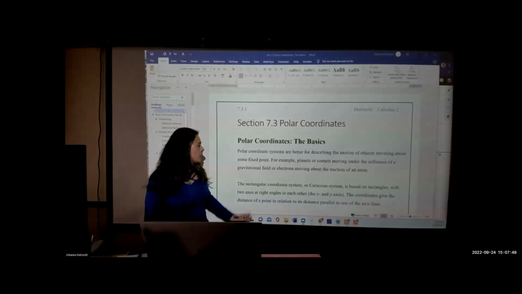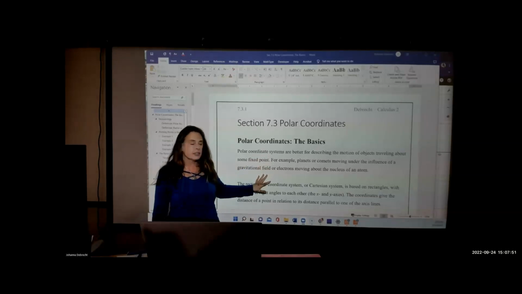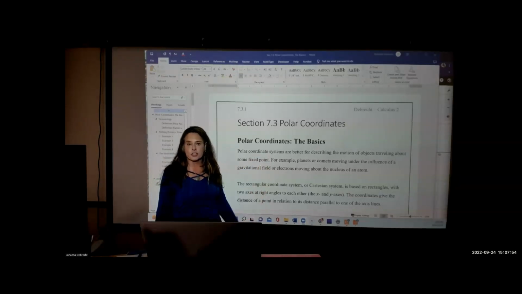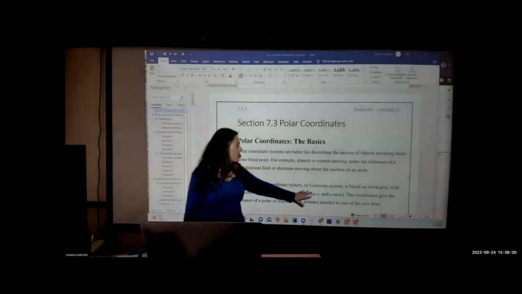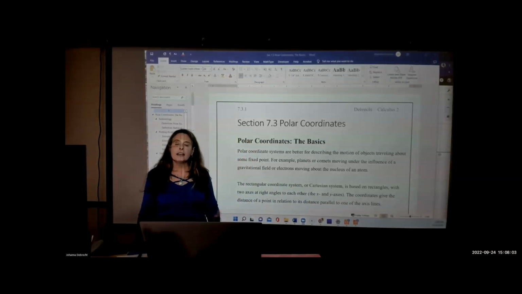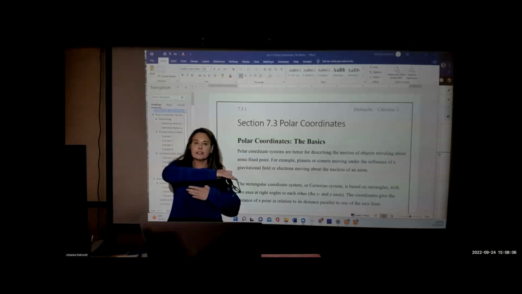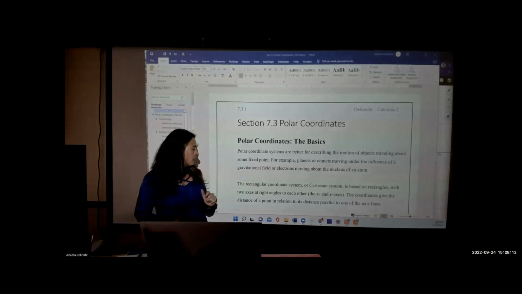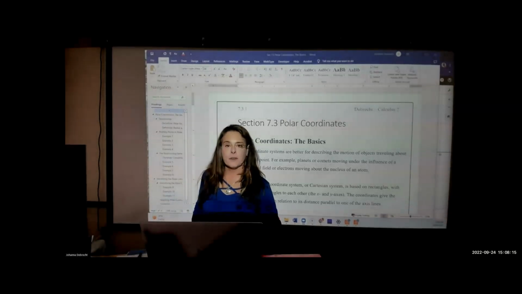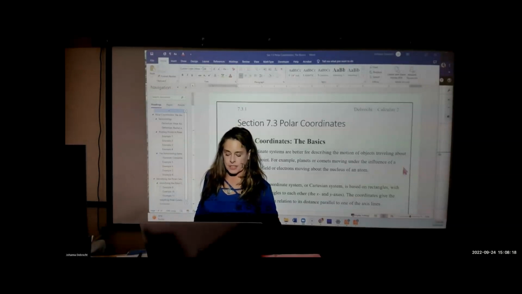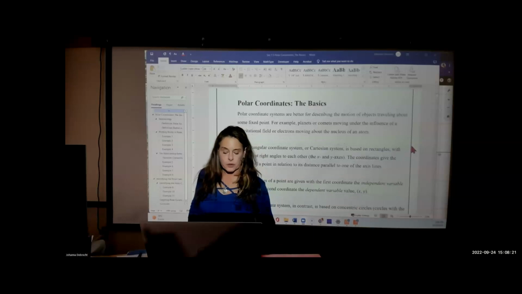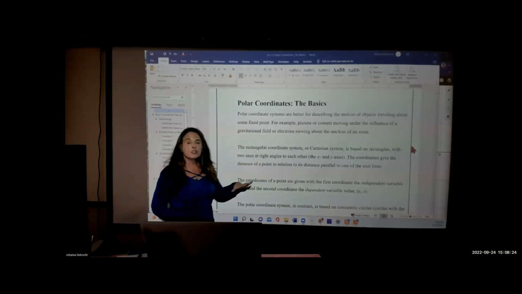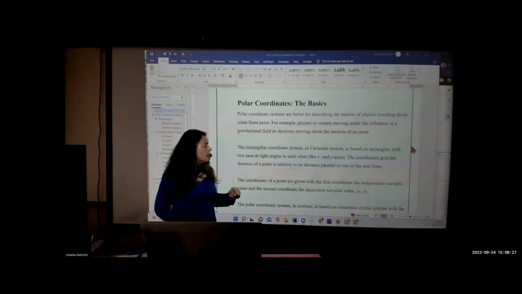The first thing we want to do, though, of course, is compare the polar coordinate system to the rectangular or Cartesian coordinate system. The rectangular coordinate system was named for René Descartes, which is why it's called the Cartesian coordinate system. And it's based on rectangles. In other words, you have the x-axis and the y-axis, and they're at right angles to each other, and it creates this rectangular grid. When you're giving the coordinates of a point, you're relating their distance from the x-axis for the x-coordinate and the y-axis for the y-coordinate. So when you give an ordered pair (a, b), you're getting the distance from each of those axes.